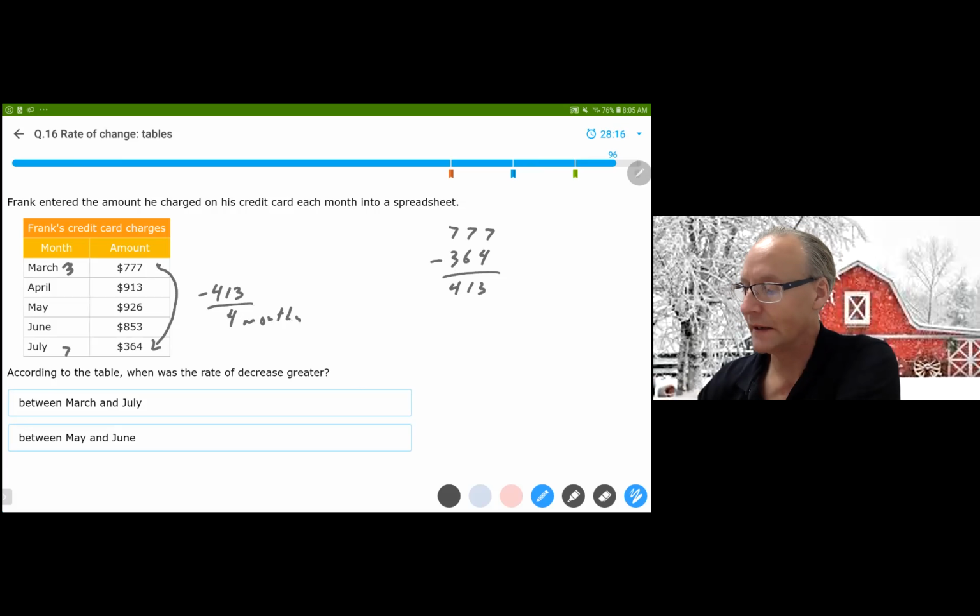And we could reduce that to negative 103.25. Minus 103.25 if we want the decimal for that. You could grab a calculator, but hopefully you don't need to. This is in dollars per month, isn't it?